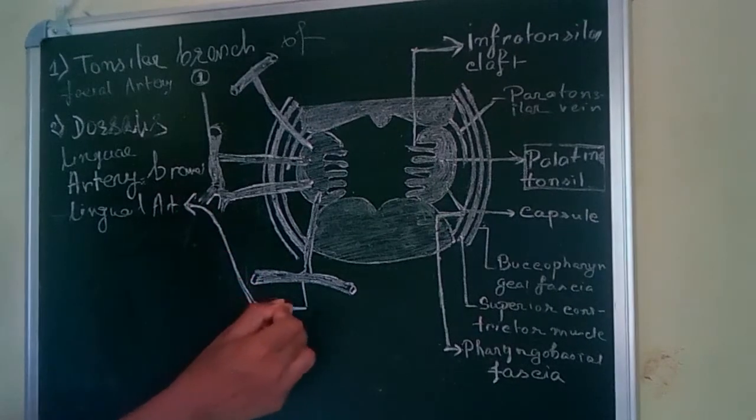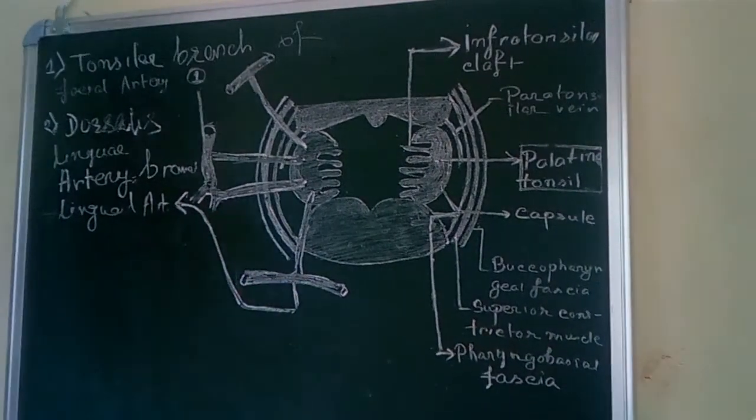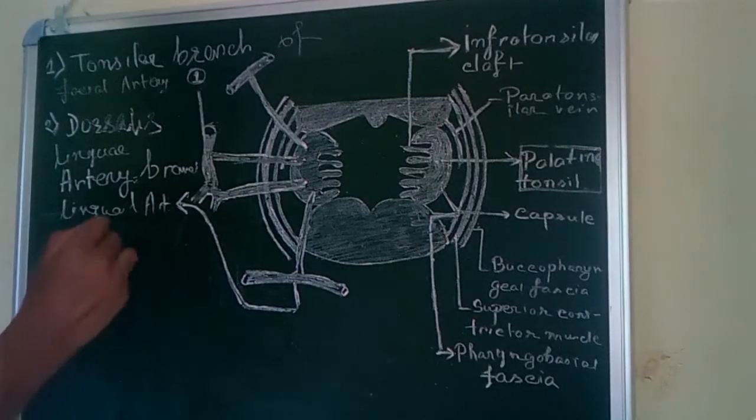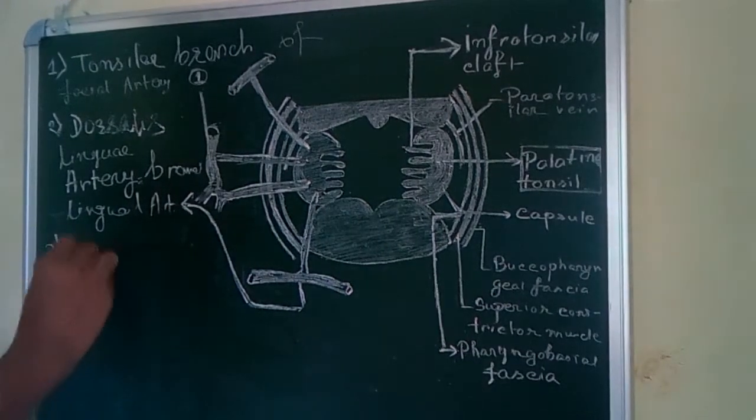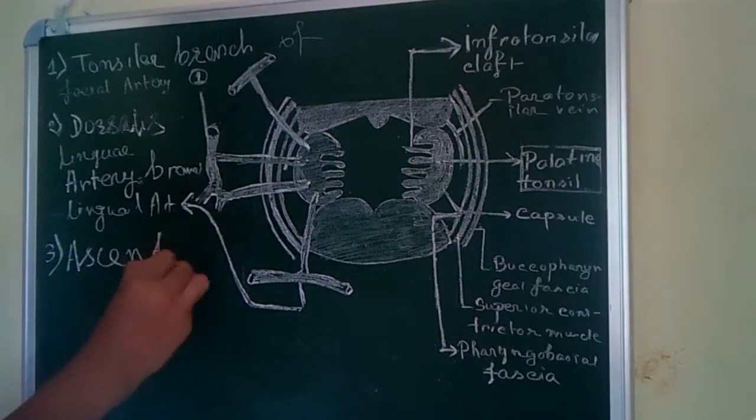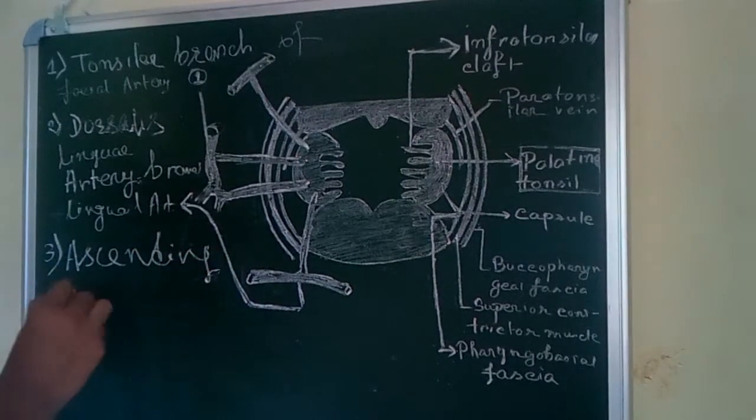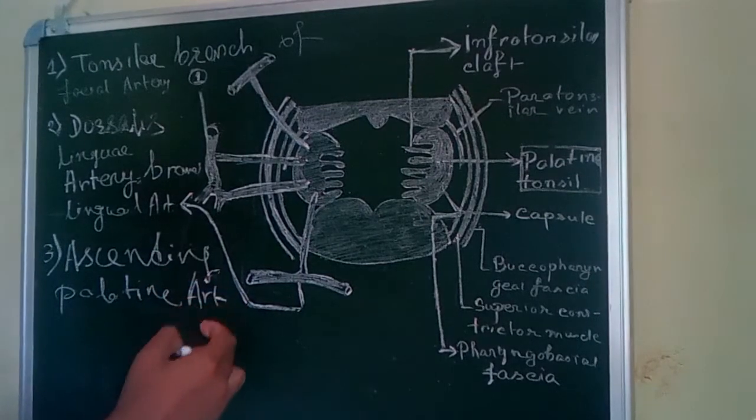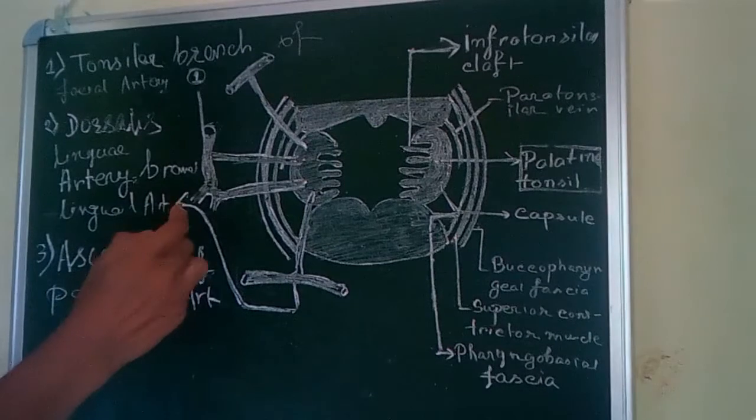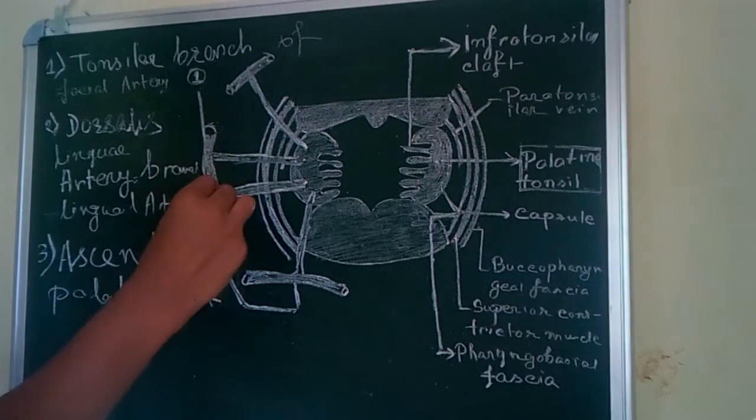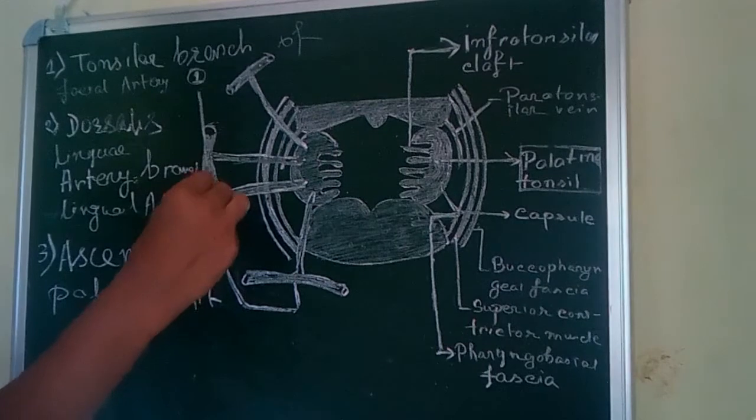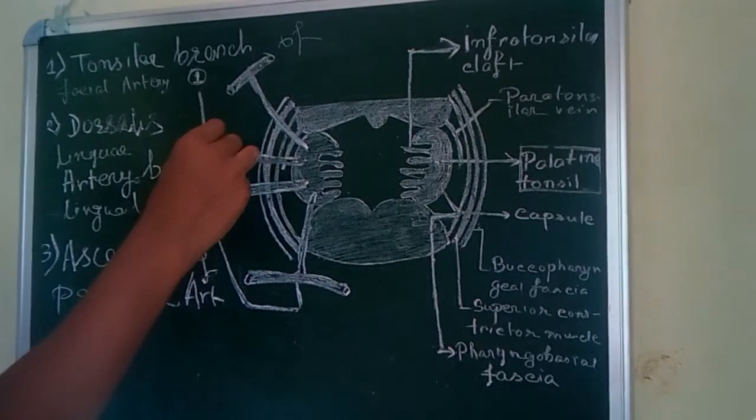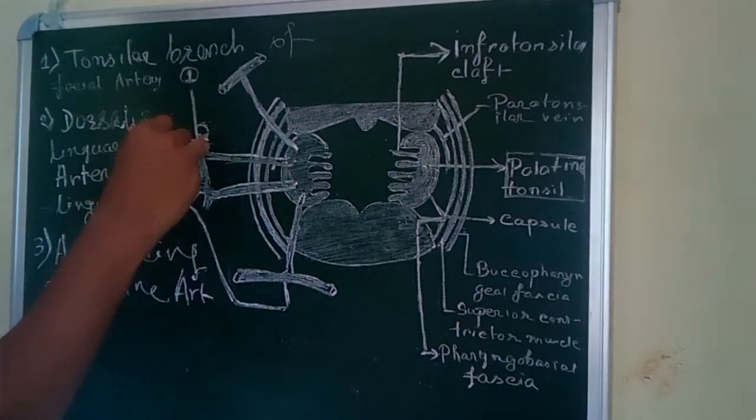Okay. Number 3, that is the ascending palatine artery. This one is the ascending palatine artery. Here, as I have told you, is the tonsillar branch of the facial artery. This is the ascending palatine artery. This one. Number 3, ascending palatine artery.